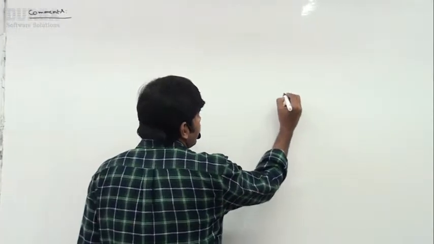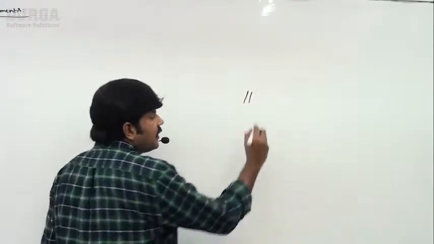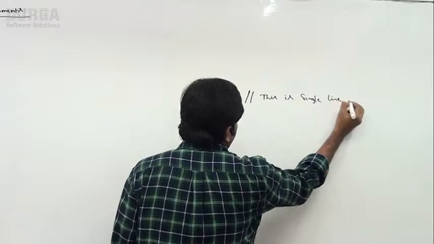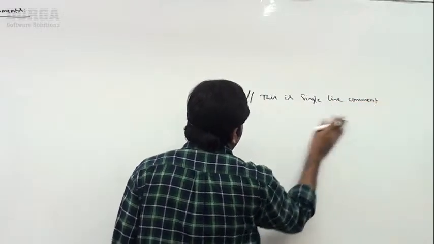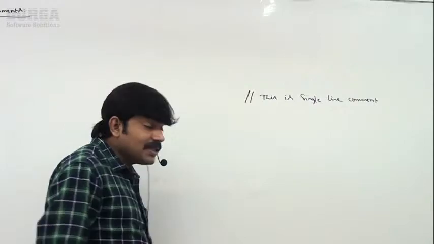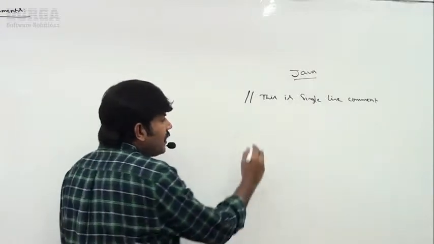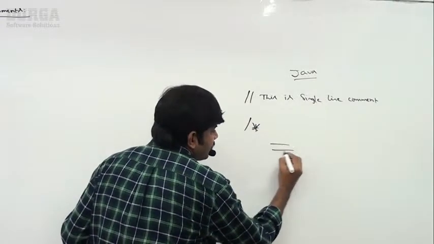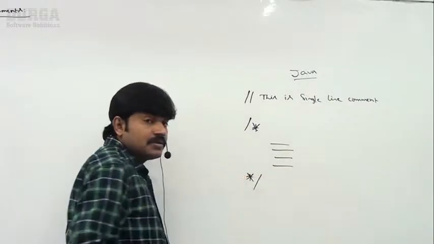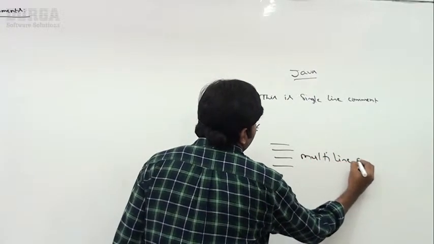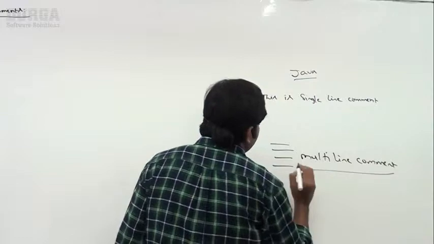How you can declare comments in Python. If you go for any other language like Java, here if I take like this, this is a single line comment. Next, if you want to write a multi-line comment, of course this is Java related terminology, just observe: first line, second line, third line, and so on. This is a multi-line comment in Java.